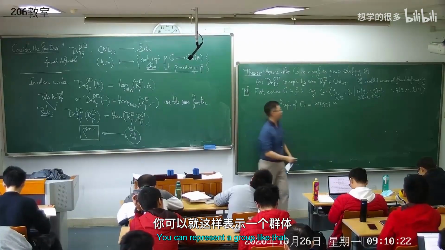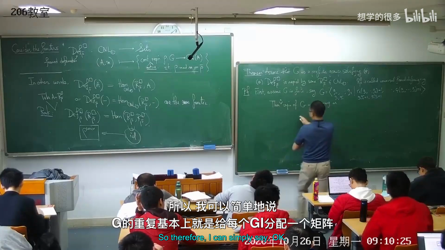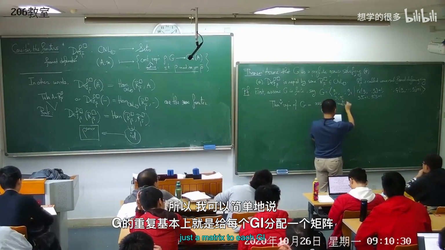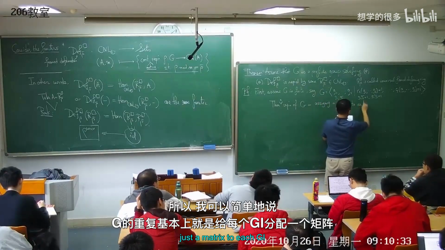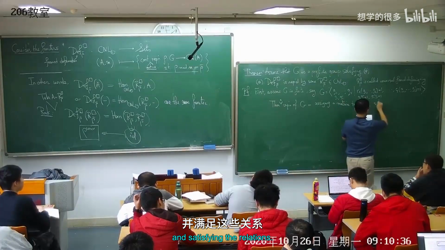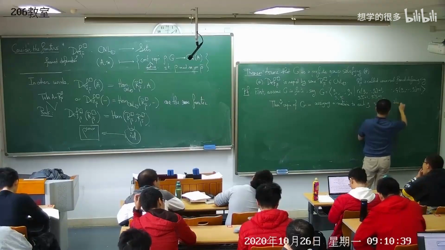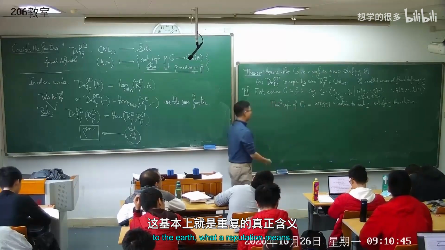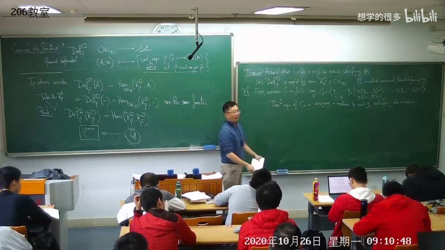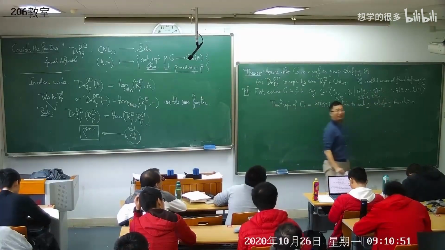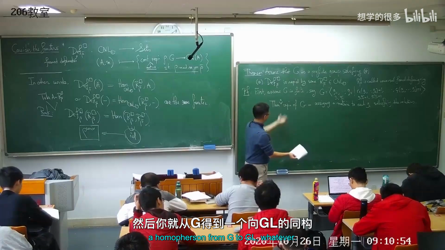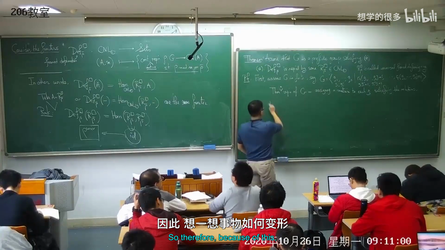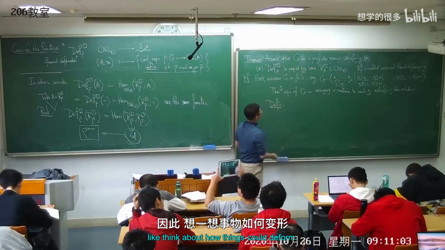You can represent a group like that. So therefore, I can simply say a representation of G is basically assigning a matrix to each g_i and satisfying the relations. That's just down to earth what a representation means. For each g, you get a matrix, and then of course it satisfies all these relations you need. And then you get a homomorphism from G to GL, whatever.